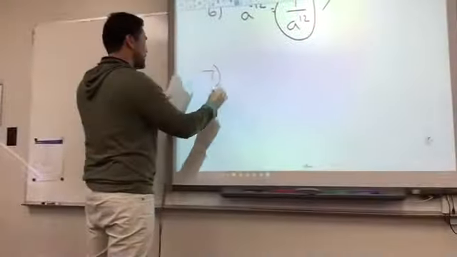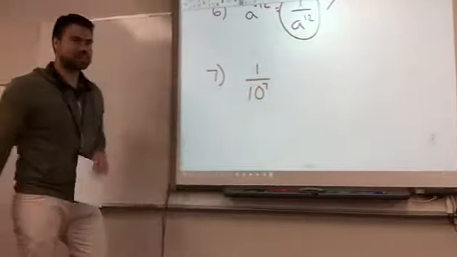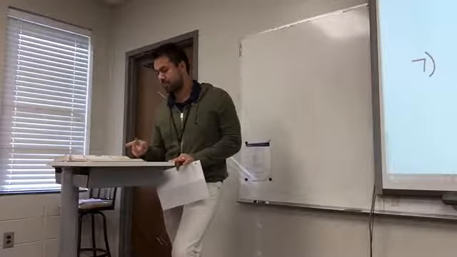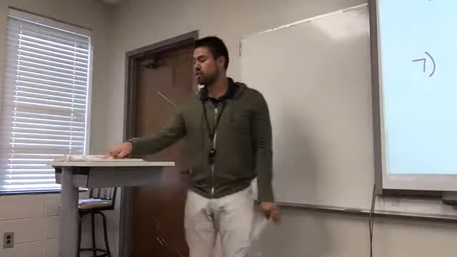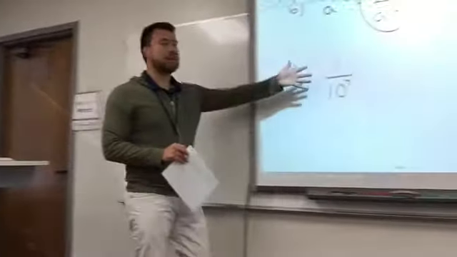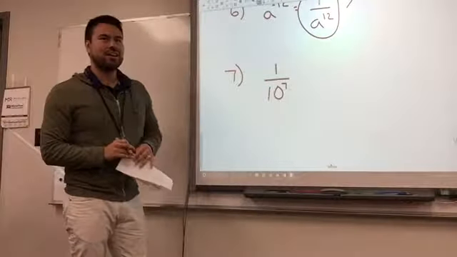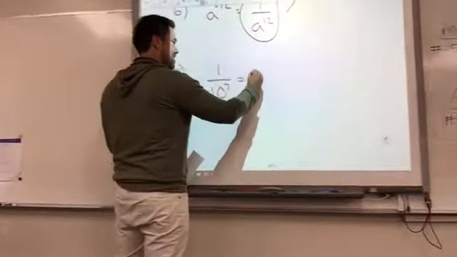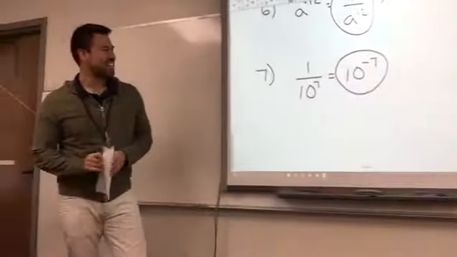I'll work that one out with you guys. So it's 1 over 10 to the 7th. And I'm going to rewrite that, and if you're looking at number 7, it says in the instructions, write each fraction as an expression using negative exponents. So does this have negative exponents? No. I need to write it so that it has negative exponents. John? 10 to the negative 7. Is that what you guys would have said? Yep.